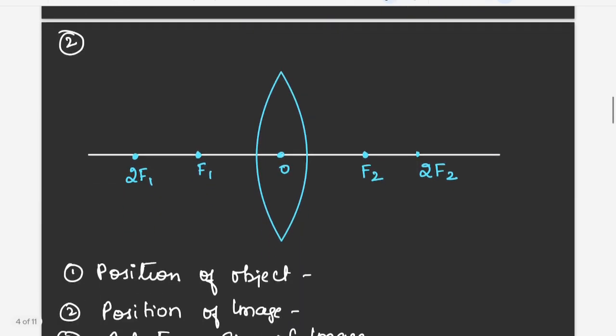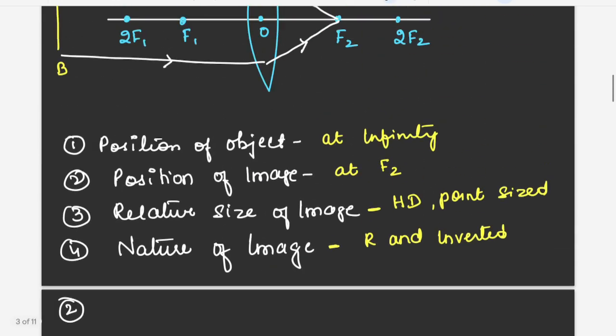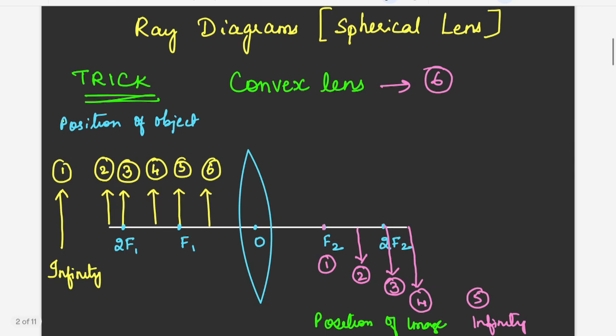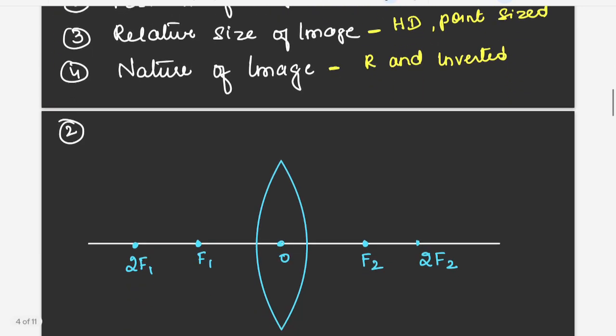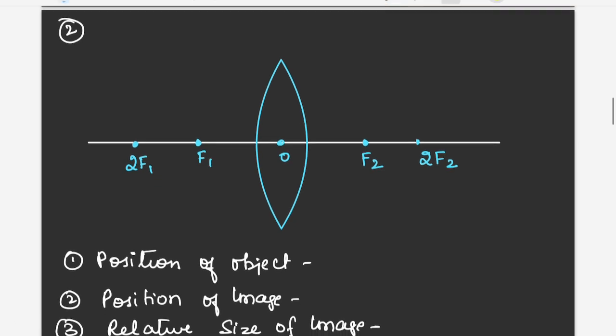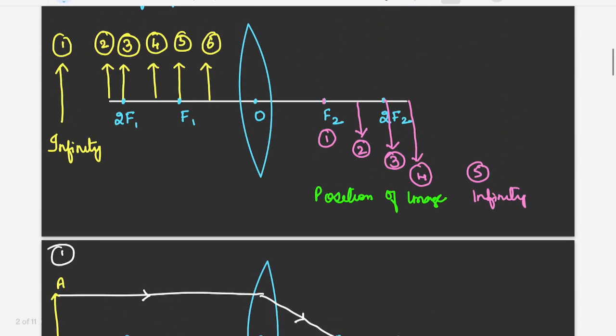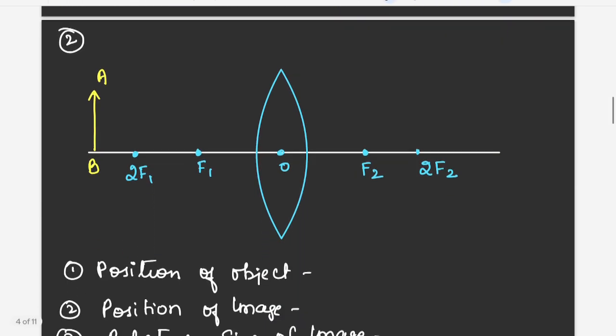Let us draw the second ray diagram now. In the second ray diagram, the object is placed beyond 2F1. So let us place it beyond 2F1. This is the position of the object AB. Now we are going to draw 2 rays, and you will also have an idea where the image is formed from this diagram. The image is formed between F2 and 2F2. So let us see now.